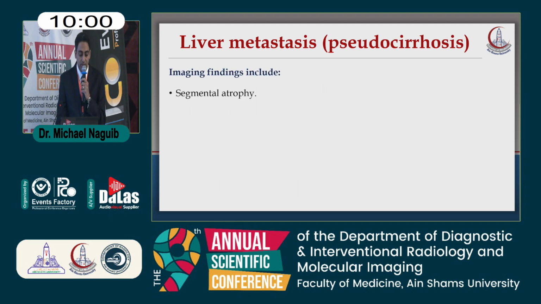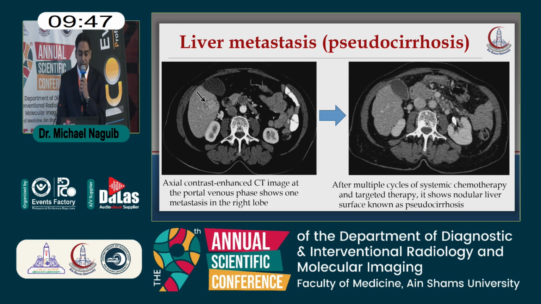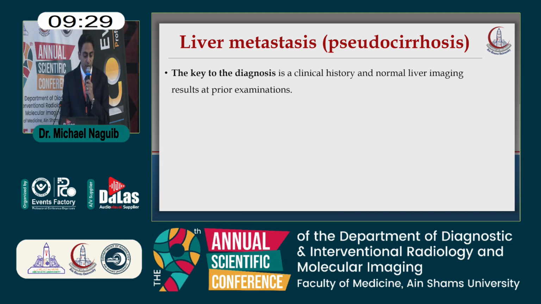Imaging findings include segmental atrophy, various degrees of liver contour abnormalities from limited retraction to diffuse nodularity, and portal hypertension in severe cases. Like in this case, in the first image we see that there is a solitary liver metastasis. After several cycles of systemic chemotherapy and target therapy, the metastasis has regressed, but the surface showed nodular surface contour known as pseudocirrhosis. So the key to diagnosis is the clinical history and normal liver imaging results at prior examinations.